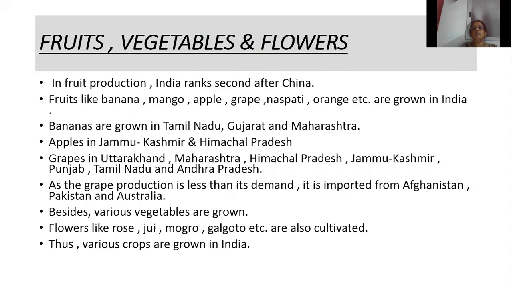So which are the fruits grown in India? Banana, mango, apple, grapes, naspati, orange, etc. Which country ranks first and which country ranks second in the production of fruit? China ranks first and India ranks second in the production of fruits.